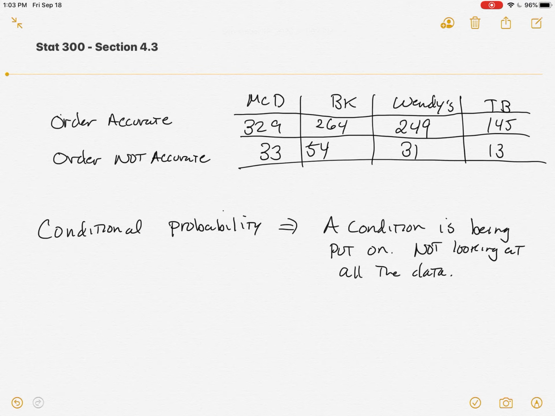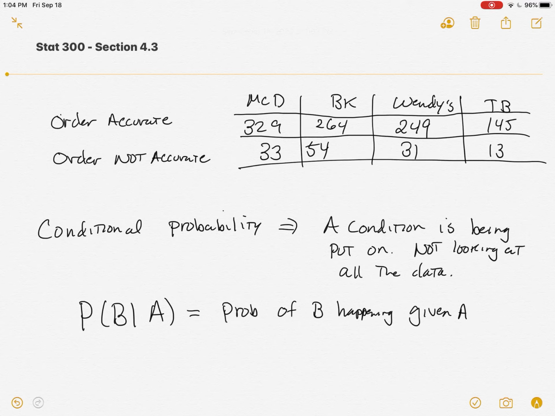And so a notation for that is something like this: the probability that B happens given A has happened. This is the probability of B happening given A, right, is a way to read that. So if you ever see that notation, I just wanted you to appreciate that as the conditional probability.